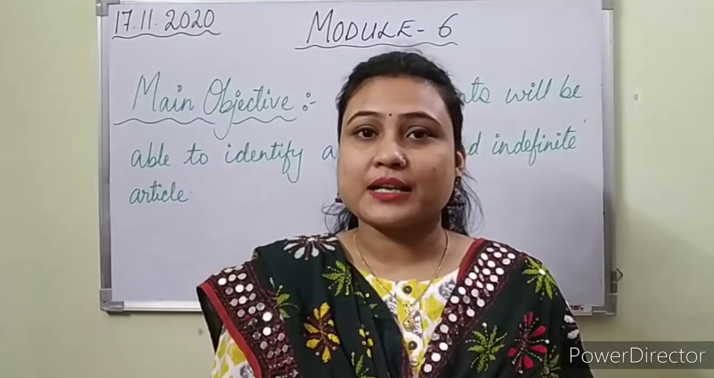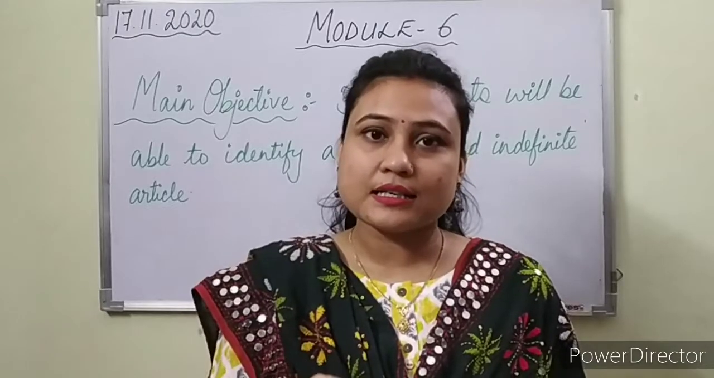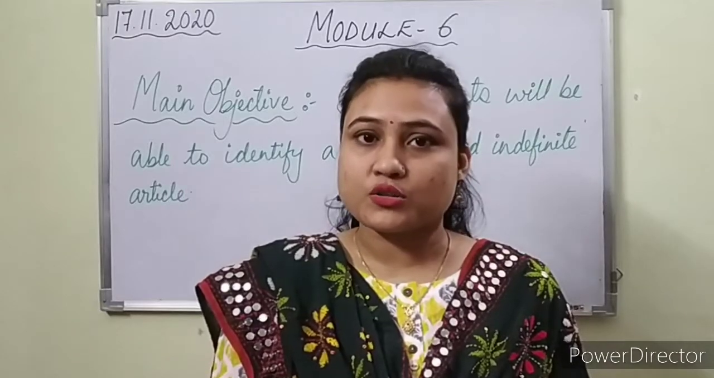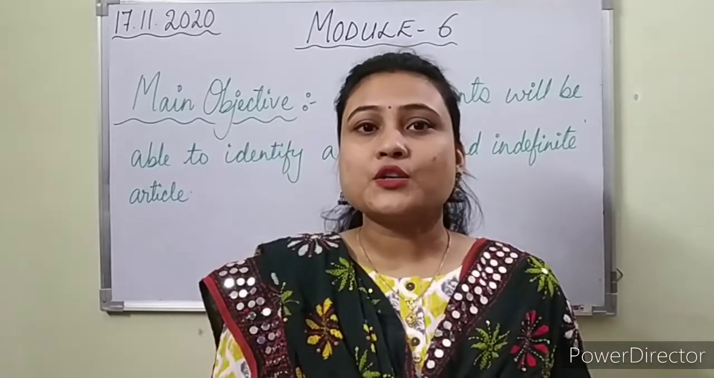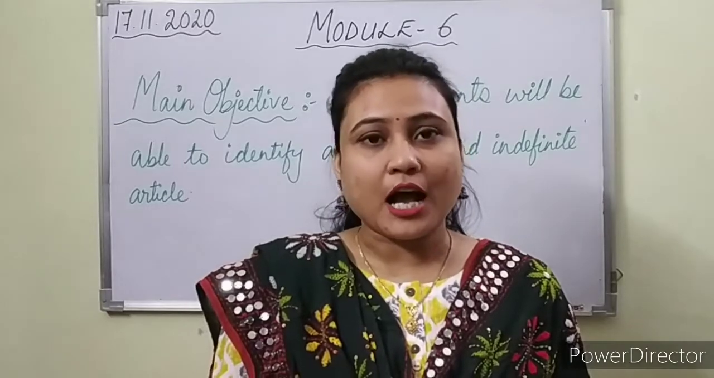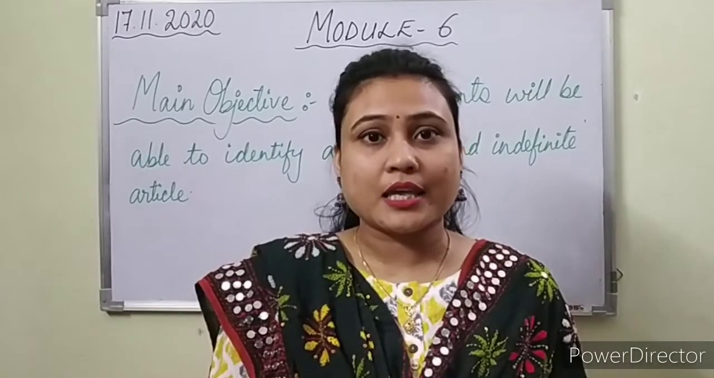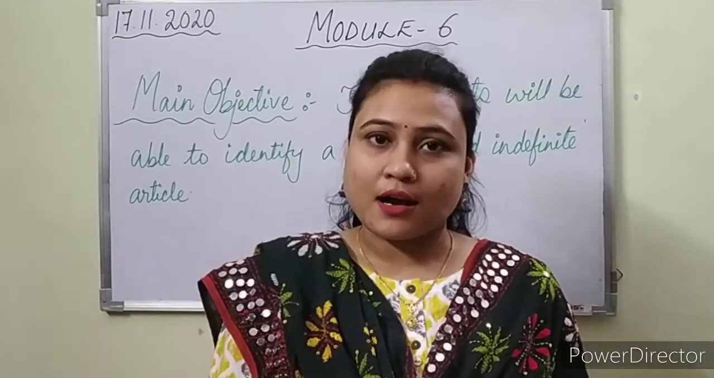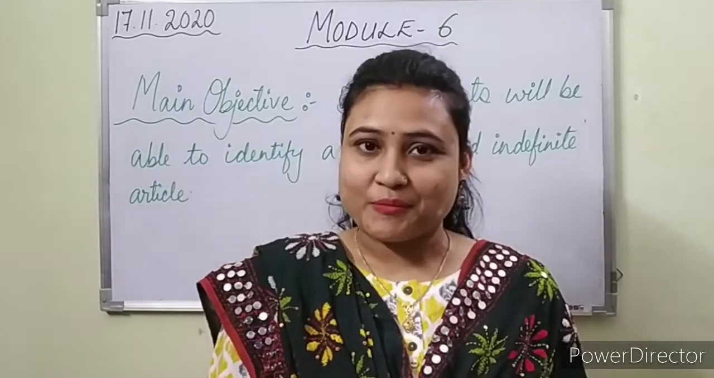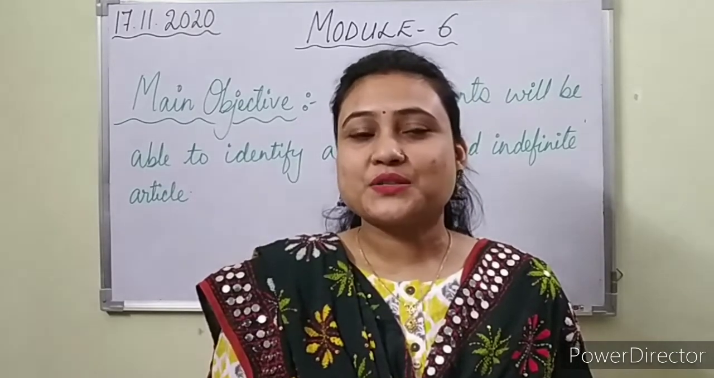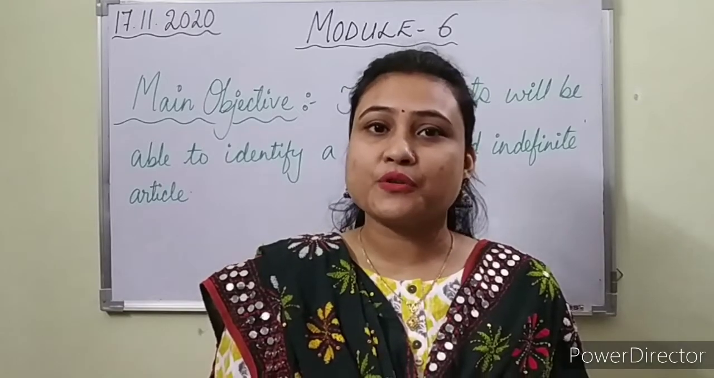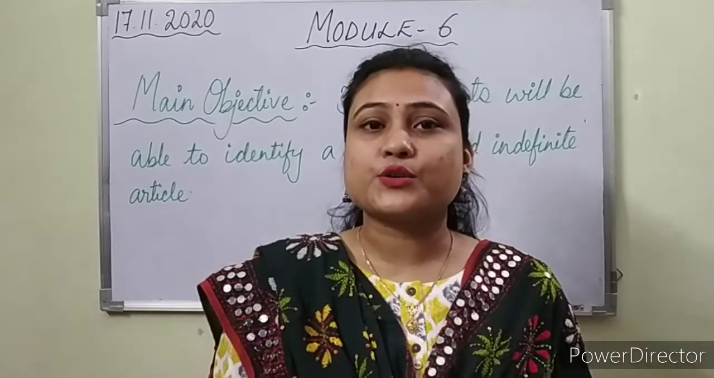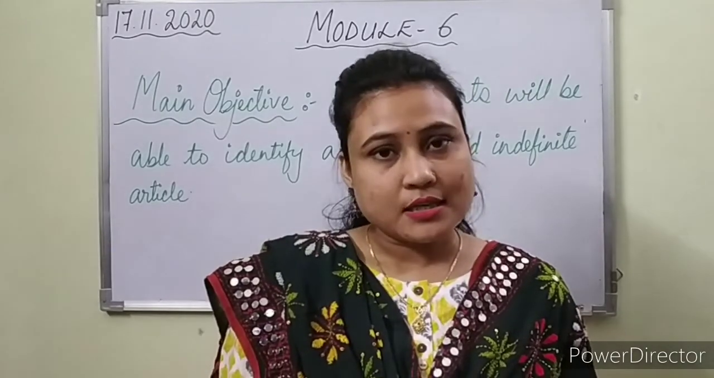In our last class, we learned where to use the article a and article an. Article a is used before a consonant sound. There are 26 alphabets in English, and out of 26, five, A, E, I, O, U, are vowels, and the rest 21 are consonants. I hope you have remembered. So article a is used before a consonant sound. In the same way, article an is used before a vowel or a vowel sound.